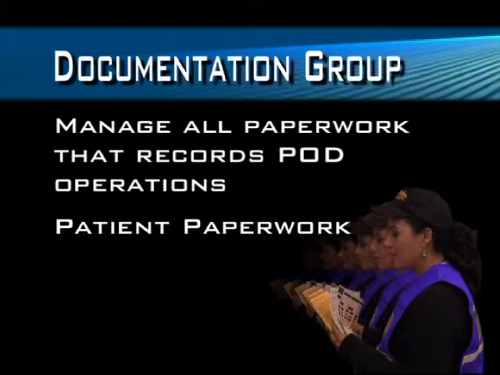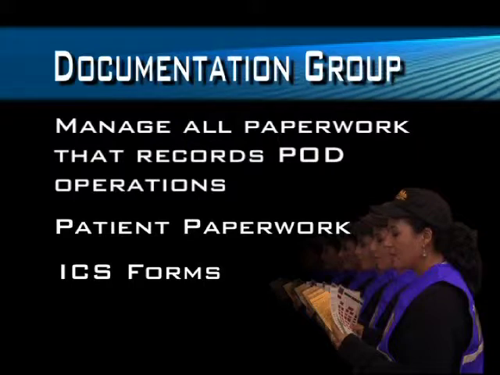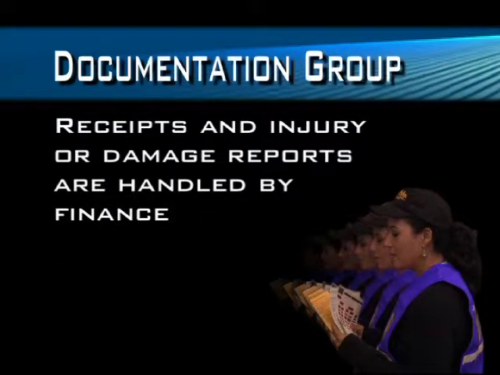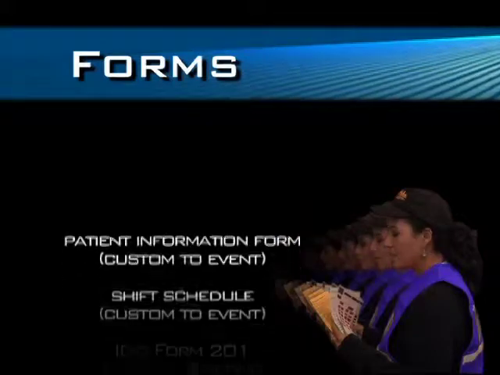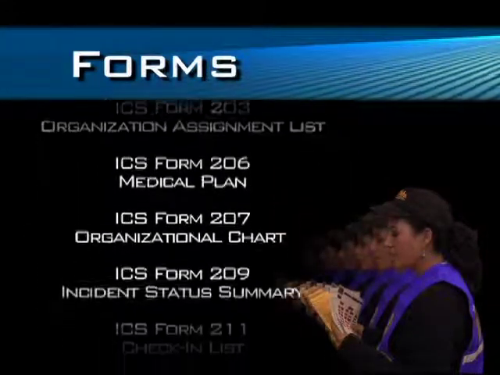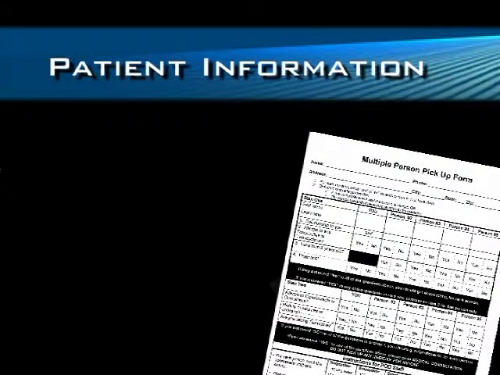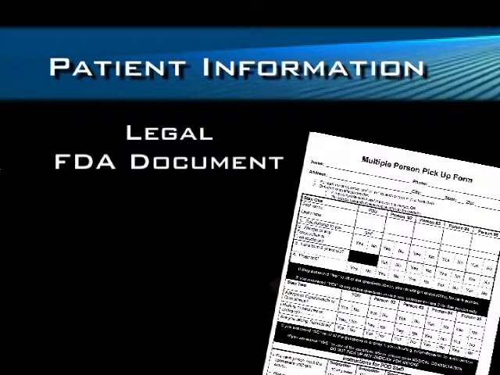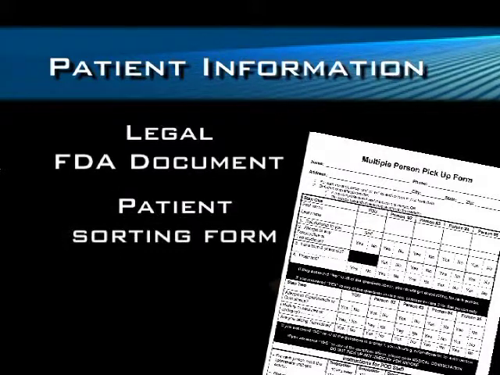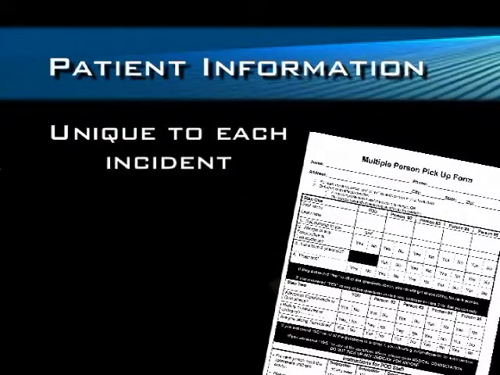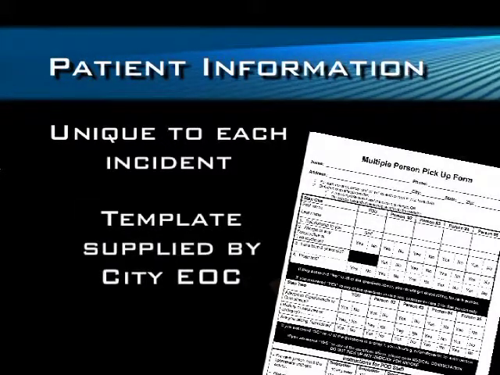The documentation group's mission is to manage all paperwork that supports and records pod operations. This includes all patient paperwork and ICS forms. Receipts and injury or damage reports, on the other hand, should end up with finance. Forms that you'll get to know well include the patient information form, shift schedules, and the many ICS forms. Patient information forms are critical to the dispensing mission because they serve as both legal FDA documents and patient sorting forms. The patient information requirements will be unique to each incident. The template will come to you from your city EOC.